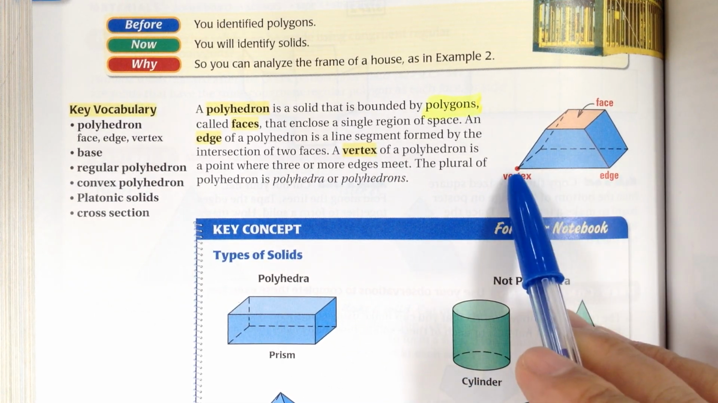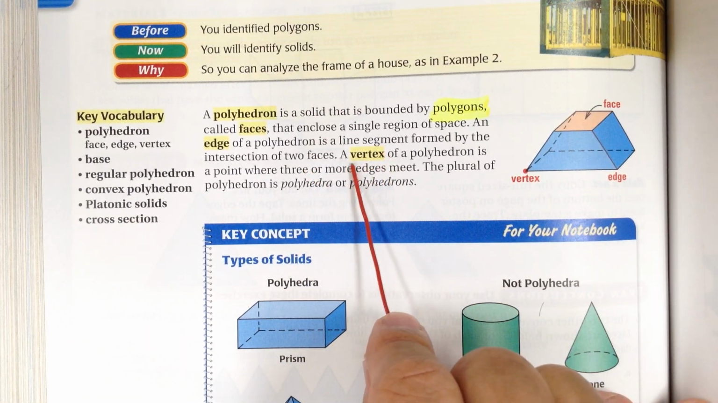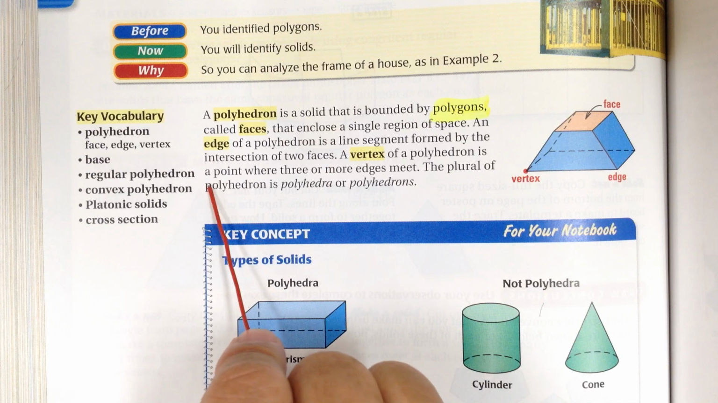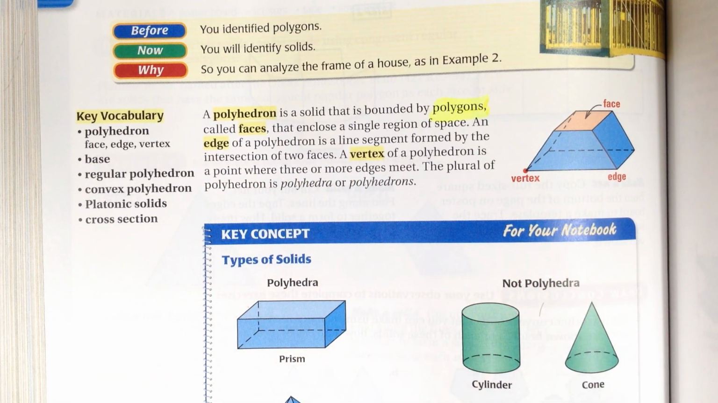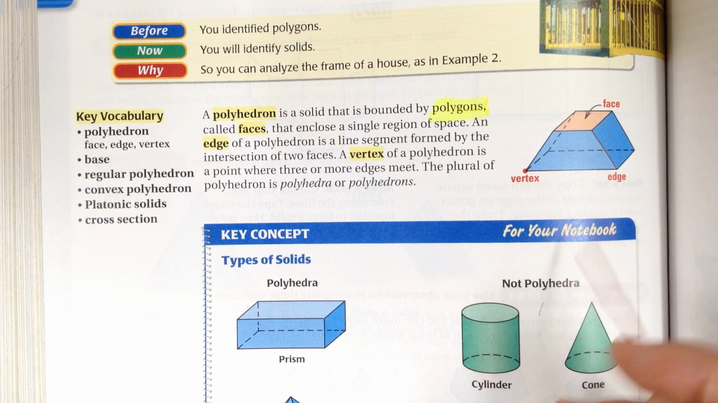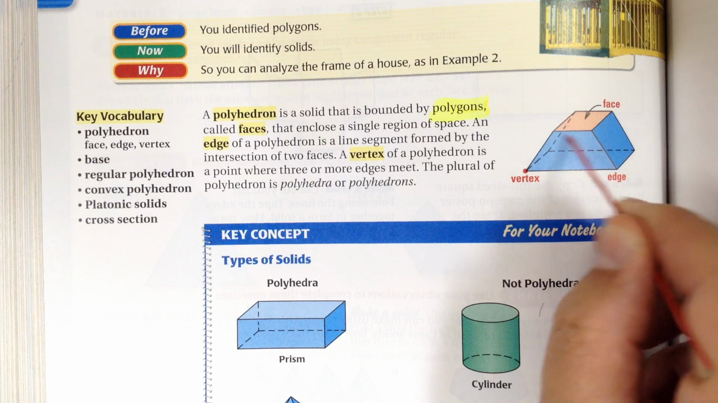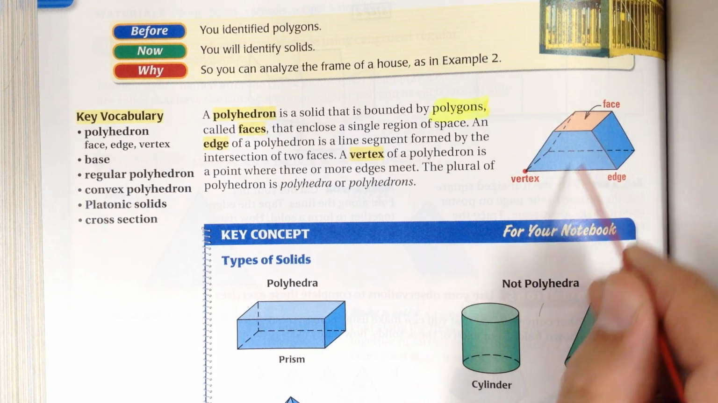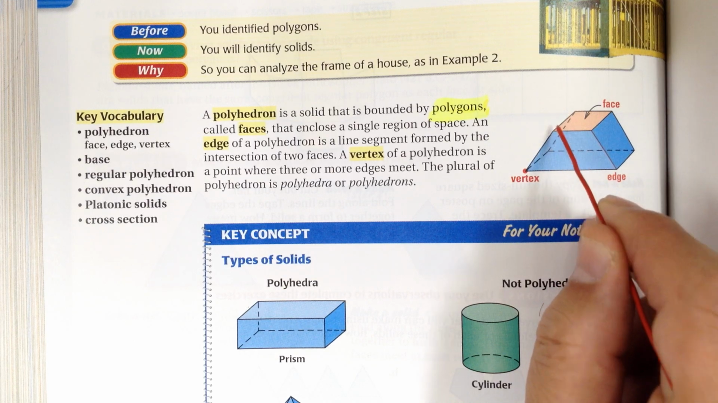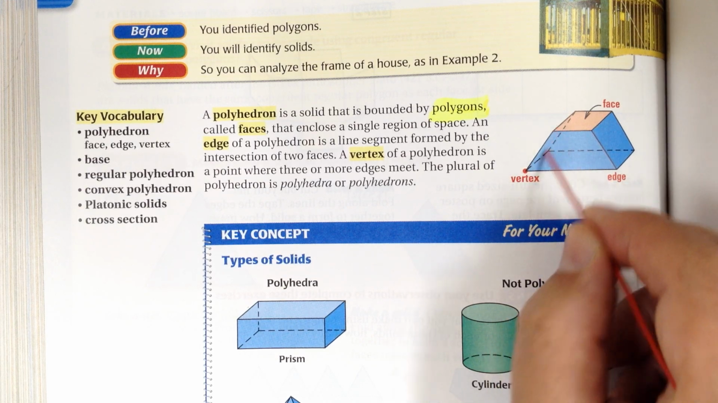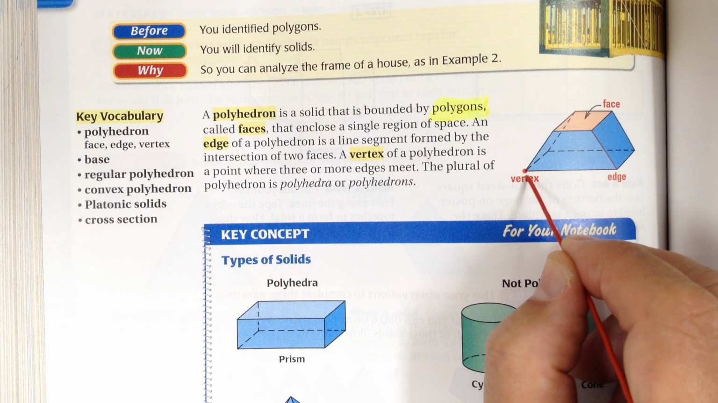And the vertex is at the corner. So over here, a vertex of a polyhedron is a point where three or more edges meet. So edges meet in a corner called a vertex. So again, this is the vertex, this is the edge, and this is a face. So basically think of dimension. A face is two-dimensional, and the edge has one dimension, which is the length, and a vertex is a point, so it has no dimension, zero dimension.